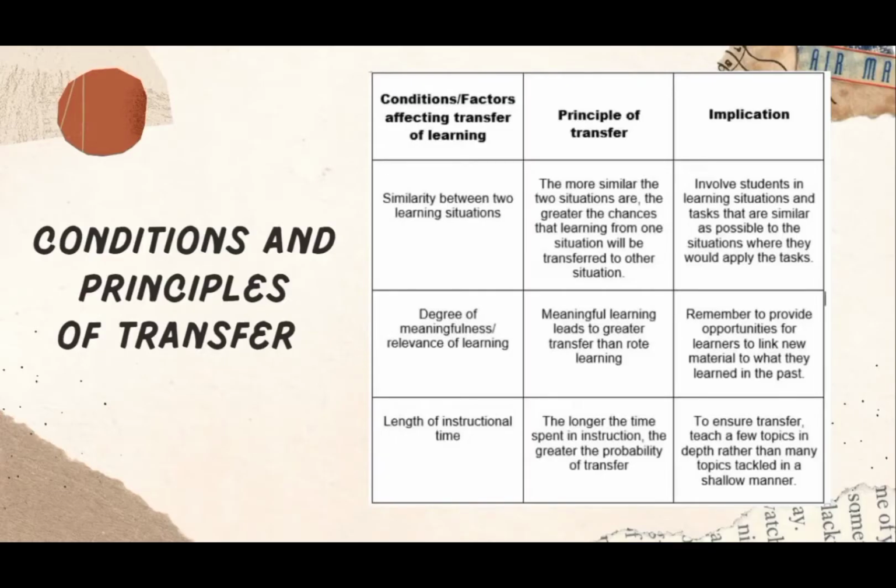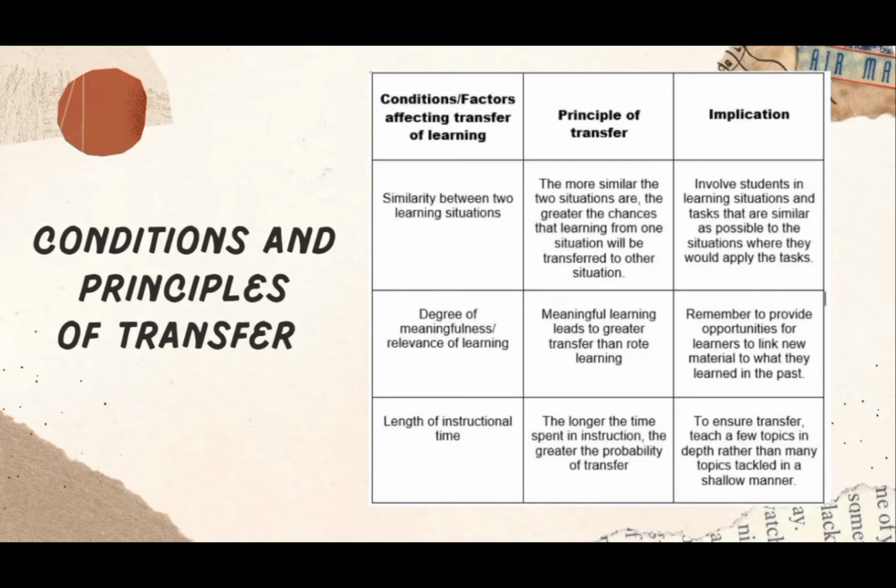Conditions and principles of transfer. These principles are based on the factors that affect transfer of learning. These factors are similar to what Perkins termed as conditions of transfer. As you can see on the screen, you will find the factors with the consequent principles and educational implications. There are three columns. The first column is titled Condition Factors Affecting Transfer of Learning. The second column is titled Principle of Transfer, and the third column, Implication.